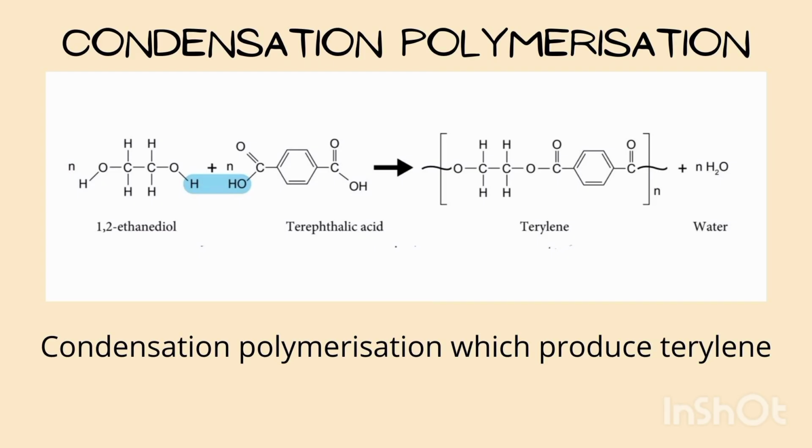This is the example of condensation polymerization, which produces terylene and also water molecules as the byproduct. As you can see, 1,2-ethanediol and lactic acid are combined together. Both of them are different monomers and then combined together, they become terylene and water.